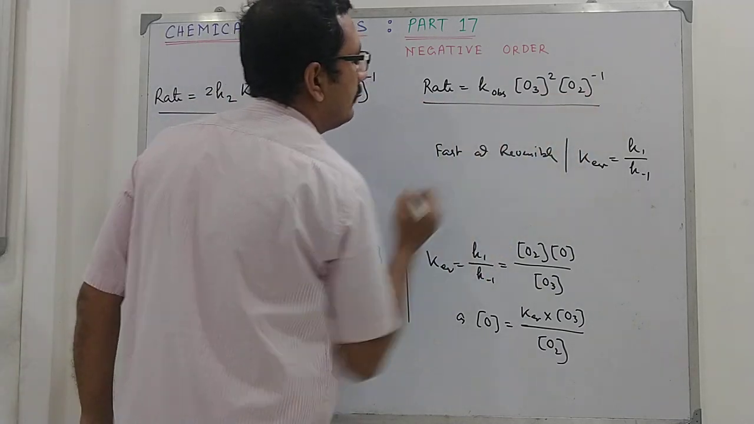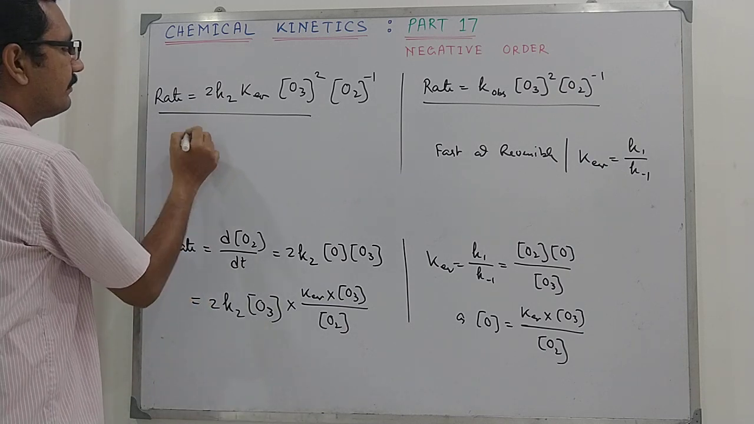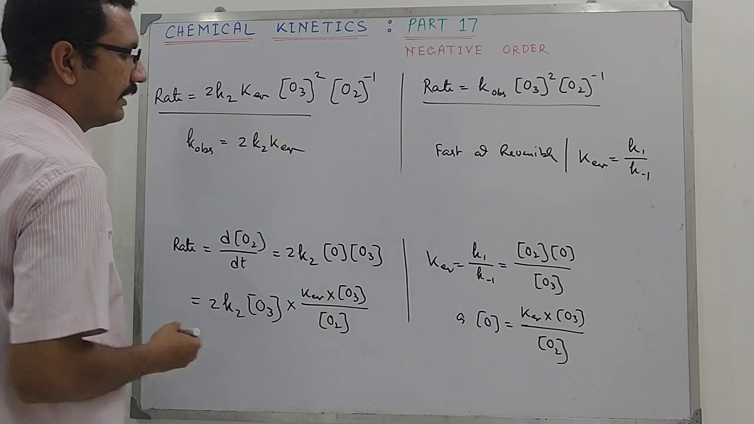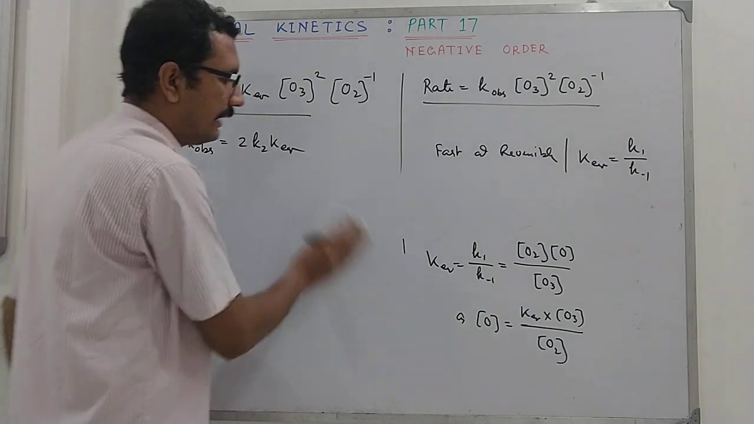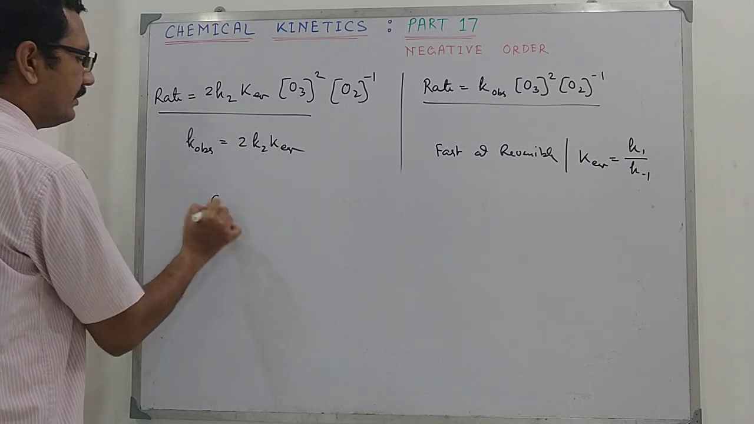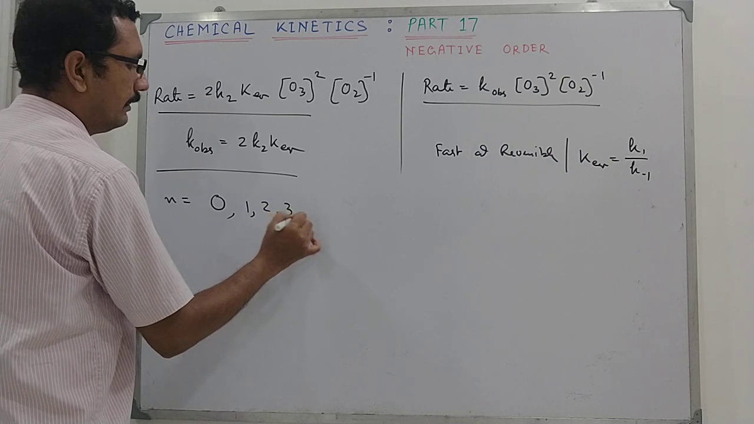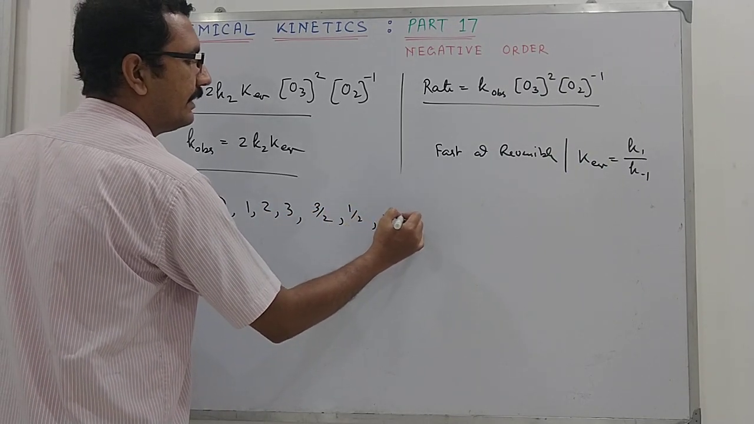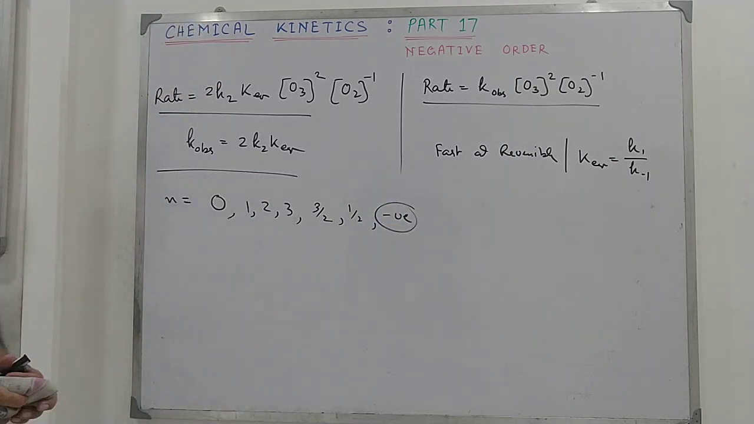So we have obtained this rate expression, where the K observed, that is the experimentally observed rate constant, is 2 into K2 into K equilibrium. So I have discussed all the possible orders that one can have for any reaction. Order may be 0 for any reaction, it may be integer, it may be fractions, and it may even be negative. So this is all about order of a reaction.